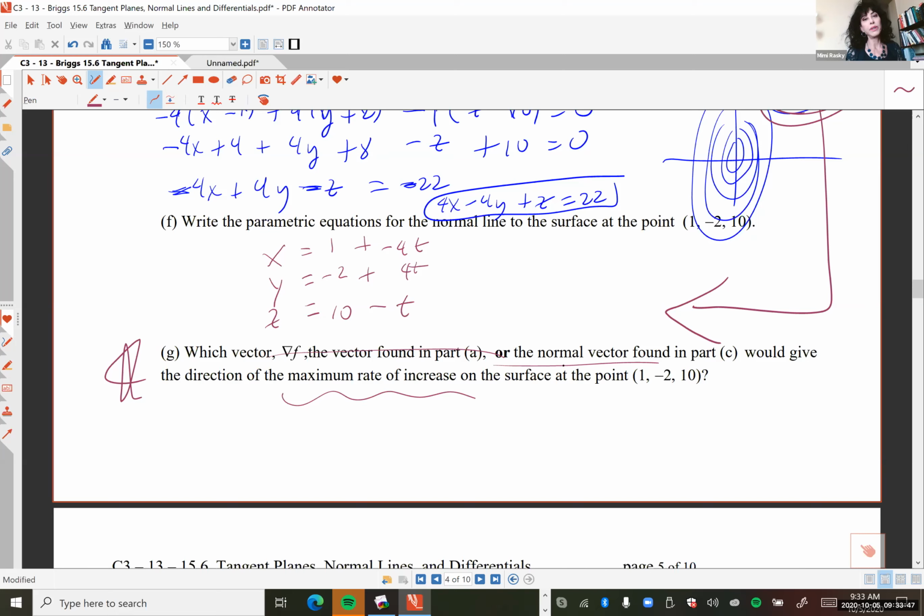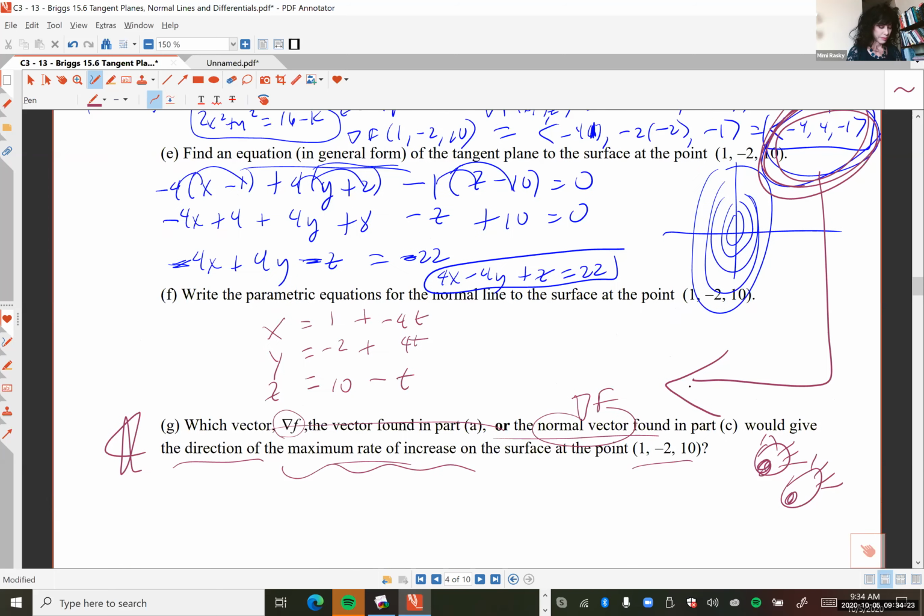I want you to really focus up here, because now we're going to answer this question. What is the difference between the little gradient, del of little f, versus del big F? When do you use which one? We'll answer that question right now. Which of those gradients, the two-dimensional one or the normal vector one, that's del big F, the 3D version, would give you the direction of maximum rate of increase on the surface at that point that we've been talking about the whole page? Anybody want to guess?